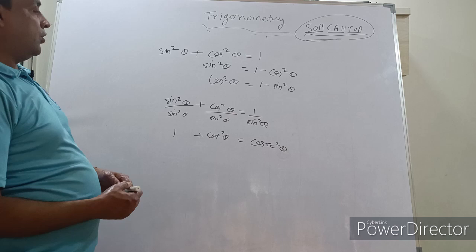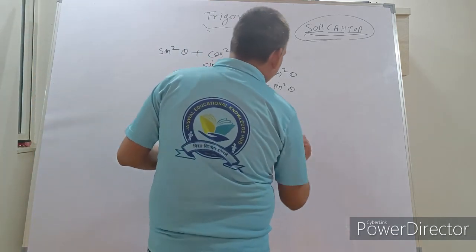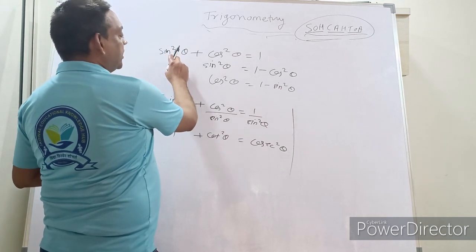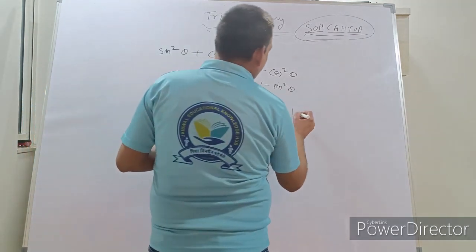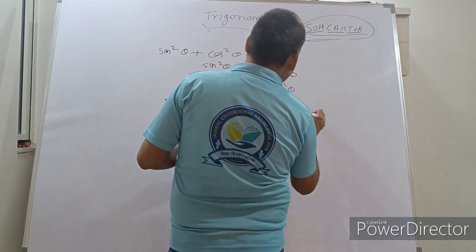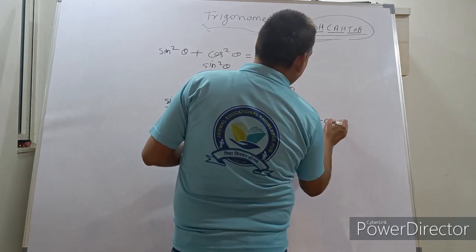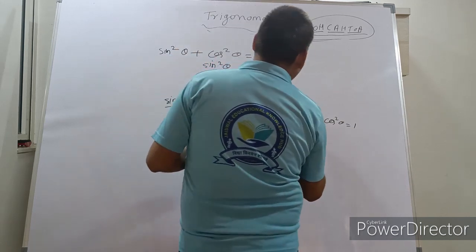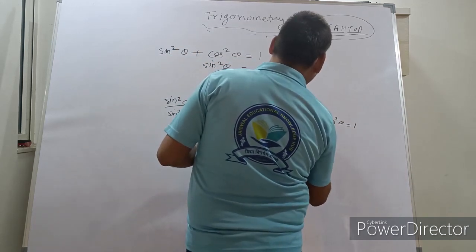Clear? Now the third formula we can also find out with the first identity, by dividing by cos square theta. So here we have sine square theta plus cos square theta is equal to 1. You divide everything by cos square theta.